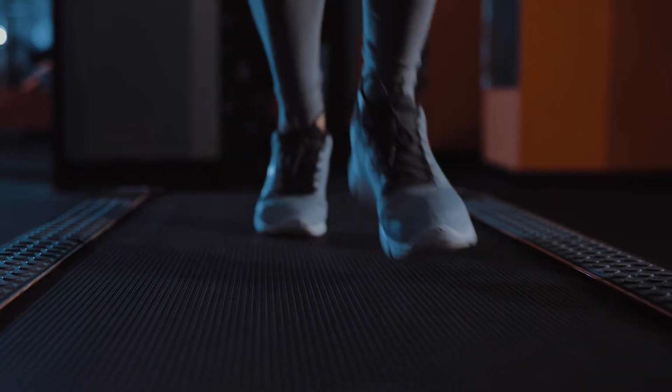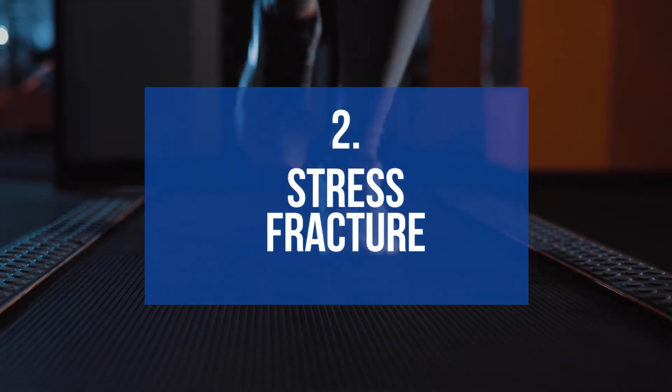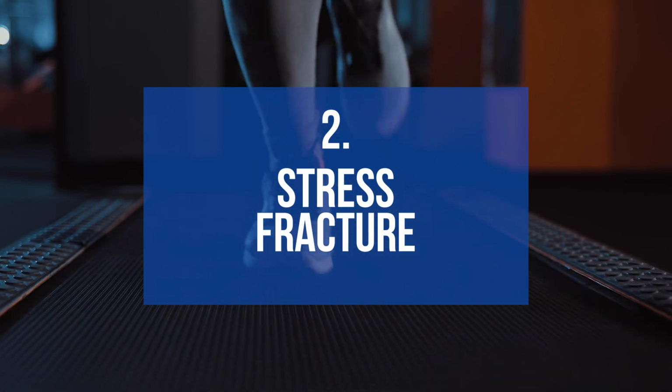The second type of shin injury that we'll be talking about is a stress fracture or stress reaction. So with a stress fracture or a stress reaction, an athlete will typically experience increased pain that is in a smaller area, more pinpoint directly on the bone.